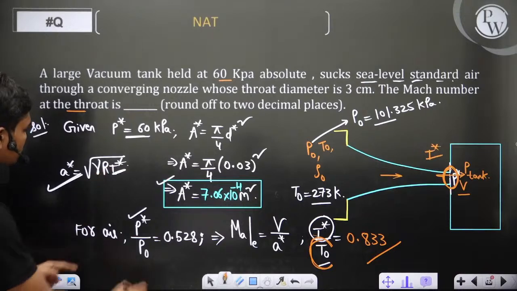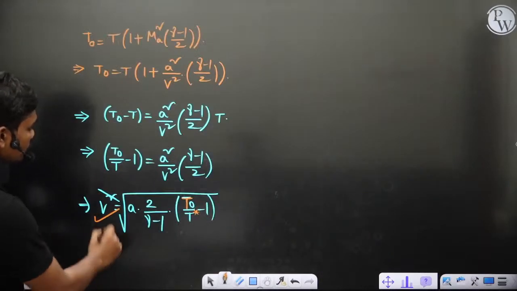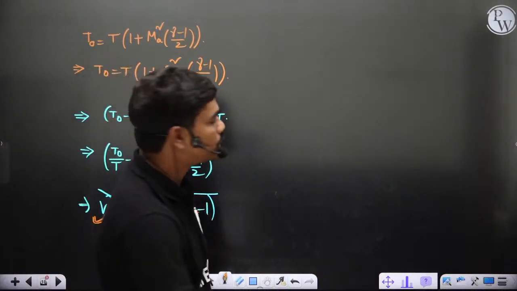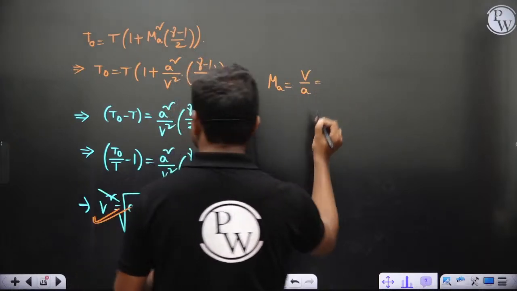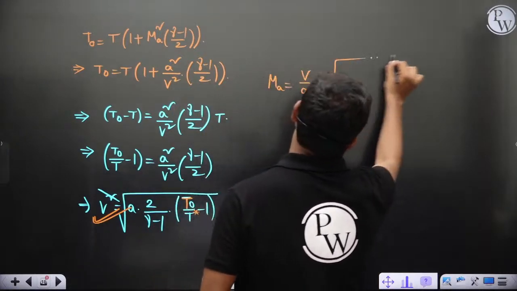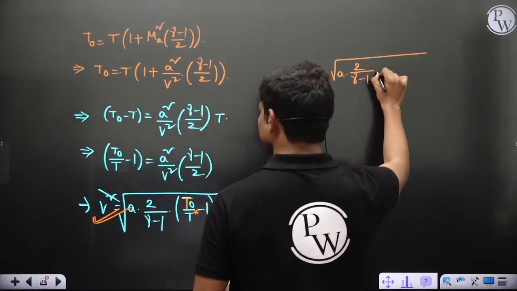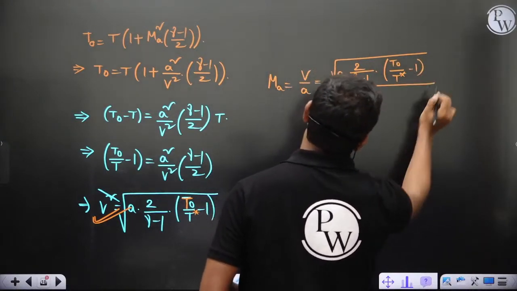T star by T naught is actually 0.833, which is what you use. Then if you get T naught, you can calculate T star. If you use T star, you'll get A star, and also in this equation you'll get V. So that gives you V by A. You're getting 0.792 maybe, because Mach is V by A. So V we have calculated as something like square root of J into 2 by gamma minus 1 into T naught by T star minus 1. We have converted everything in terms of this temperature clearly.